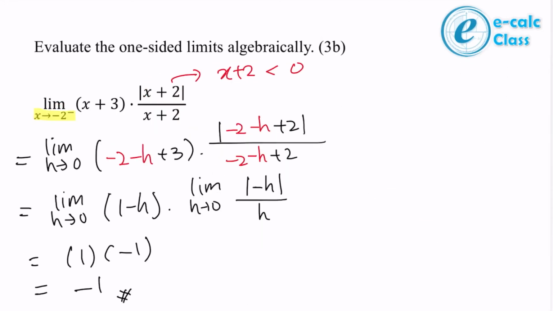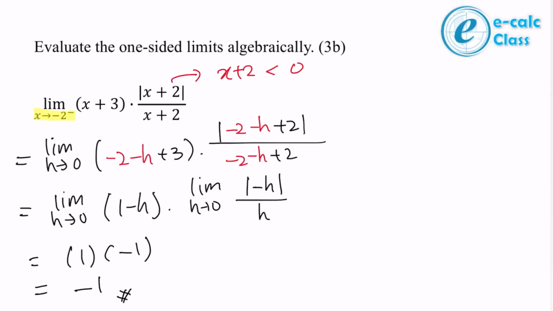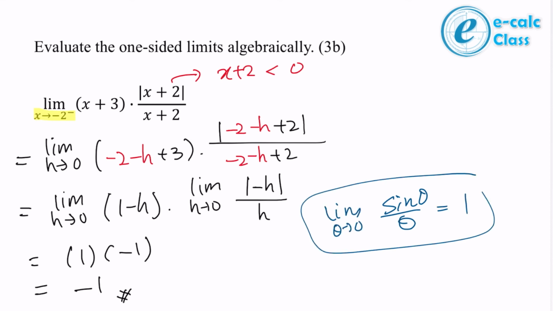So this is all for one-sided limits. Actually, the computation is very simple. Just that you have to remember c plus h and c minus h. So that's all for one-sided limits. And for the next part, we will talk about trigonometric limits, using the very famous limit, sine theta over theta, when theta approaches 0, is equal to 1. We'll talk about this in the next part.